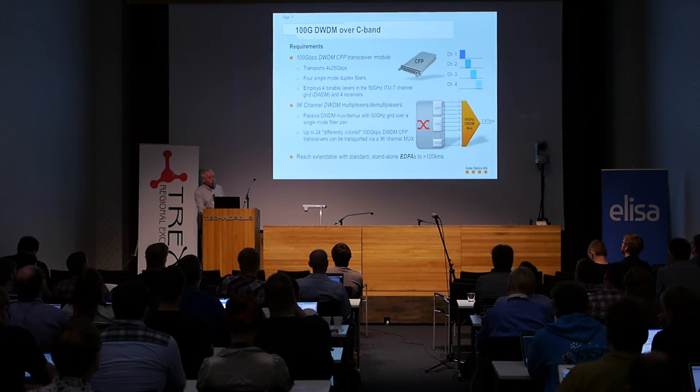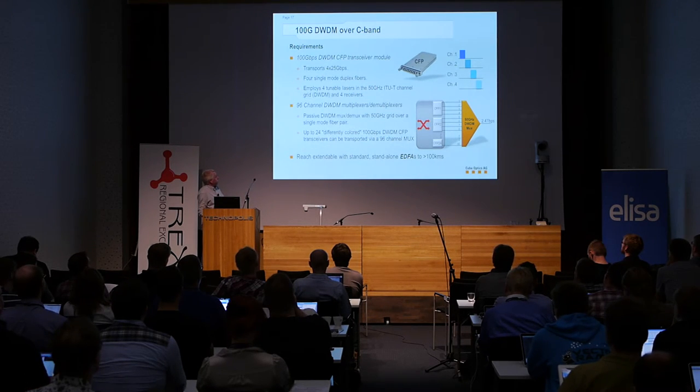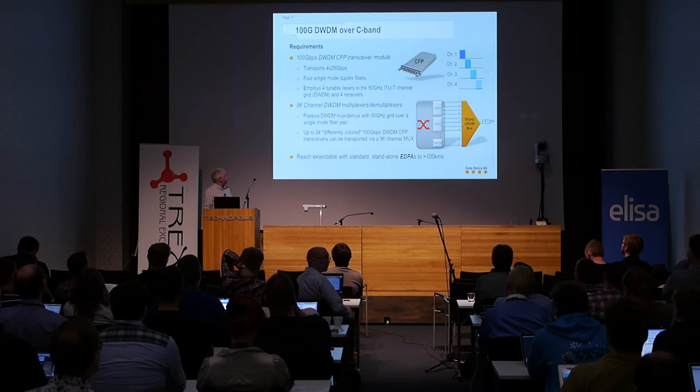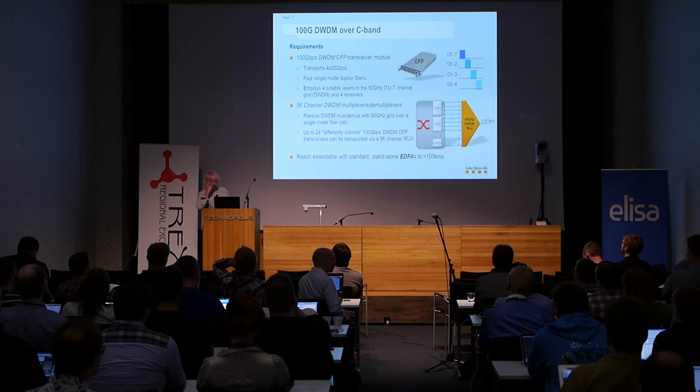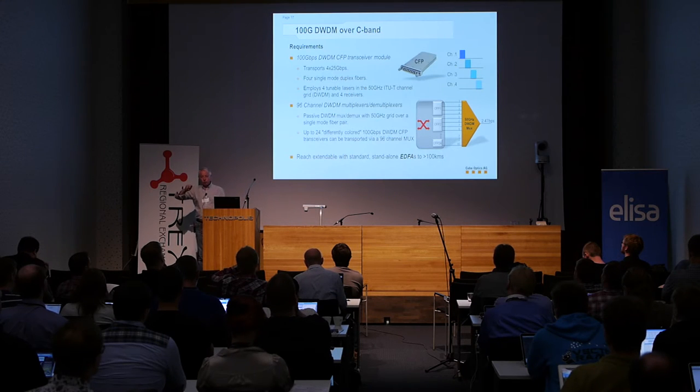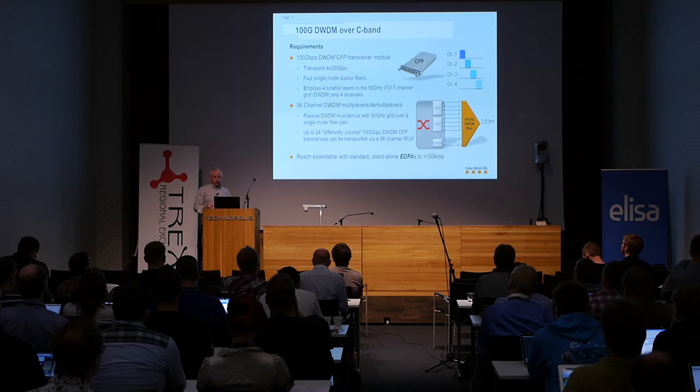If you're going to be doing multiple 10 gigs, you can use a 100 gig DWDM CFP, which is 4 times 25 gig, as I mentioned. It's four tunable lasers within this 4 times 25 gig, and there are typically two different versions available. There are tunable optics in this space, and then you can actually have fixed, i.e. just four lambdas fixed within that.